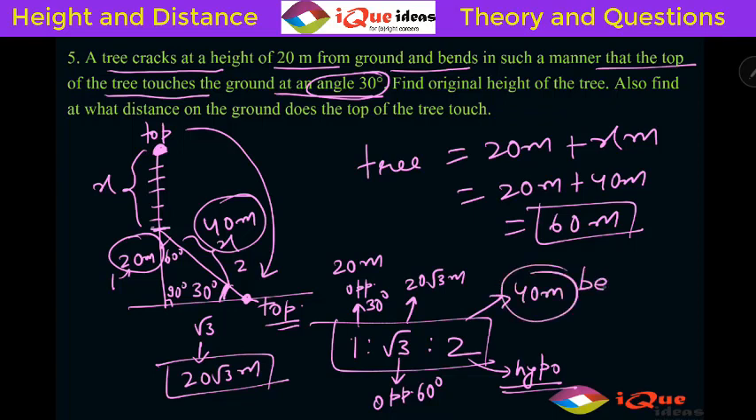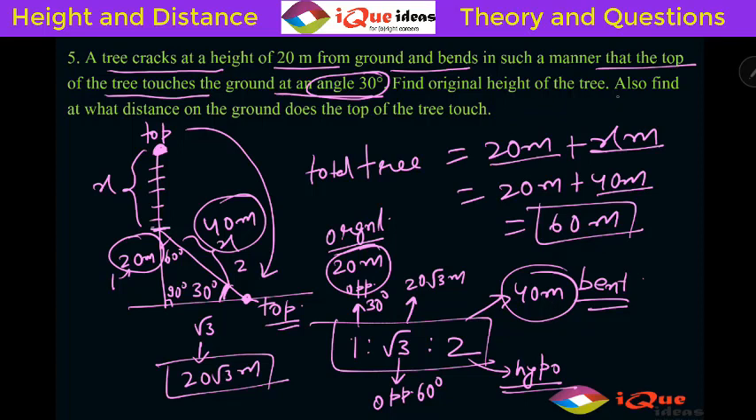Right. So this was the bent part of the tree. This was the original remaining part of the tree. So the total tree must be equal to 20 meter plus x, that is 40 meter, which is 60 meter. Okay. So answer of this question is 60 meter.